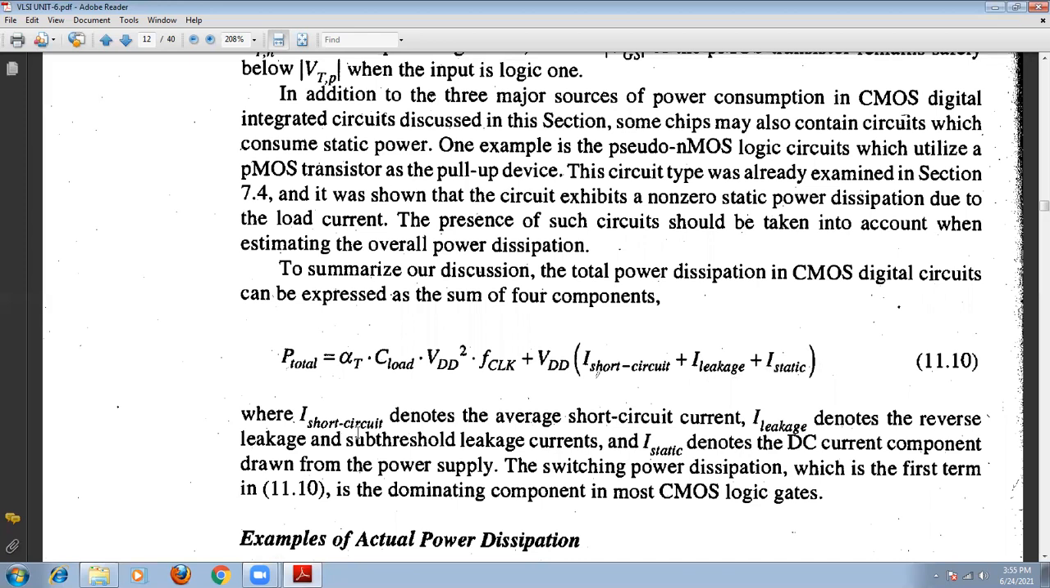I short circuit basically denotes the average short circuit current. I leakage basically denotes the reverse leakage current and also the threshold leakage current already discussed. And I static denotes the DC current component drawn from the VDD line to the VSS line. So these are the different types of power dissipation that actually exist in the circuit.